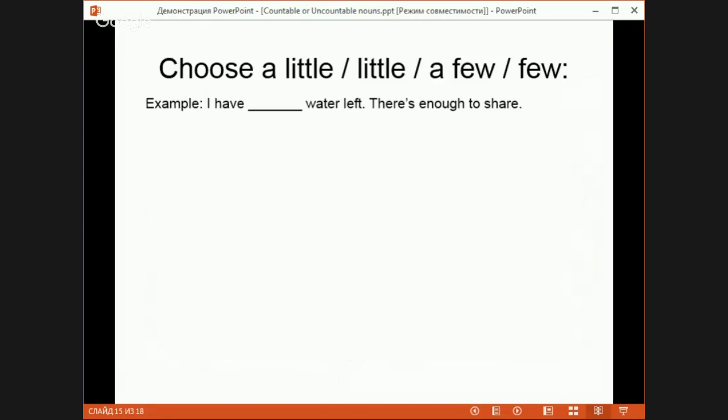For example, I have water left. There is enough to share. Enough to share, it means I'm happy. So I have a little water left. There is enough to share. So that is the example of your analysis. Let's begin.